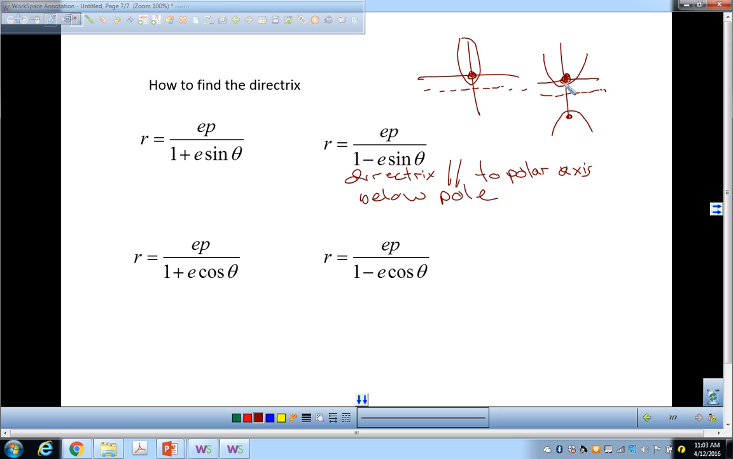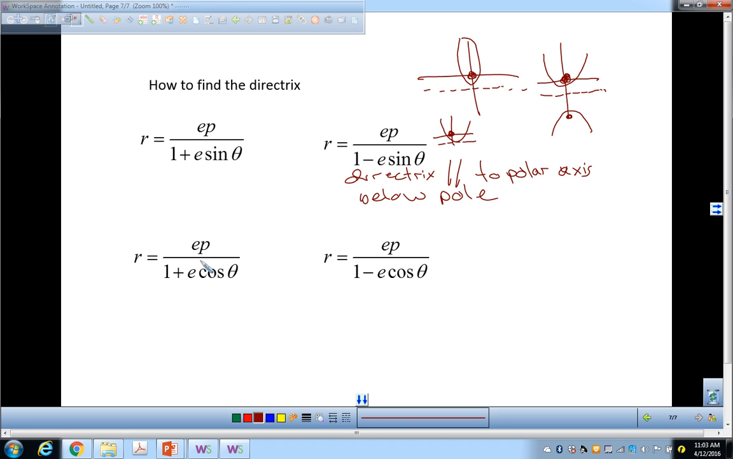Because if there's a focus, the directrix for a hyperbola is always somewhere in between those 2 points. It's not exactly in the middle, it's in between. And then if it were a parabola, that would be a right side up parabola with one focus at 0, 0, and it would look something like this, okay? Do you understand? Questions so far?